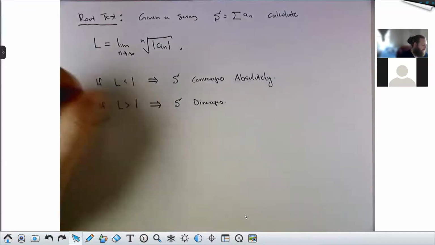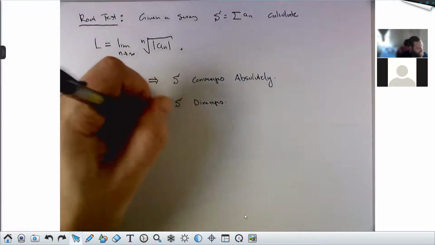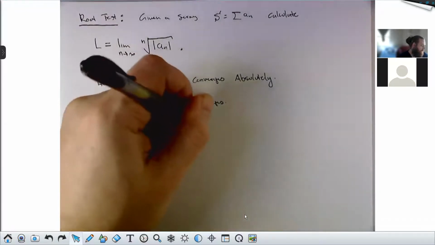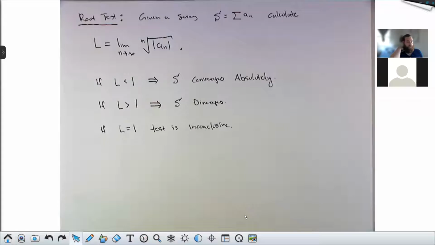And then the missing case here, if L is equal to 1, the test is inconclusive. And there are a lot of series where this test is inconclusive. There are a lot of convergent series where this test is inconclusive. There are a lot of divergent series where this test is inconclusive. There are many absolutely convergent series where this test is inconclusive. So while this test is very easy to use, it is not all-encompassing. It's not like this test works on everything, but it does work on a lot of stuff.